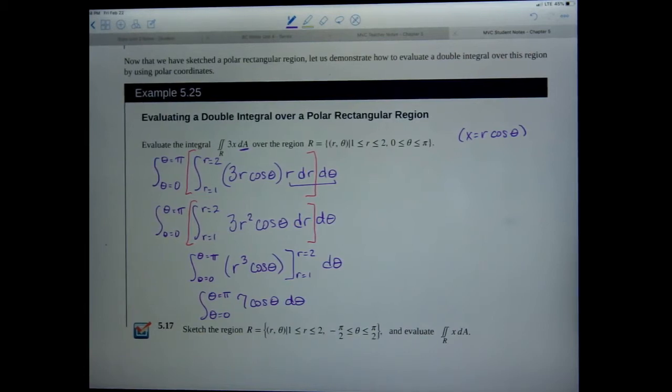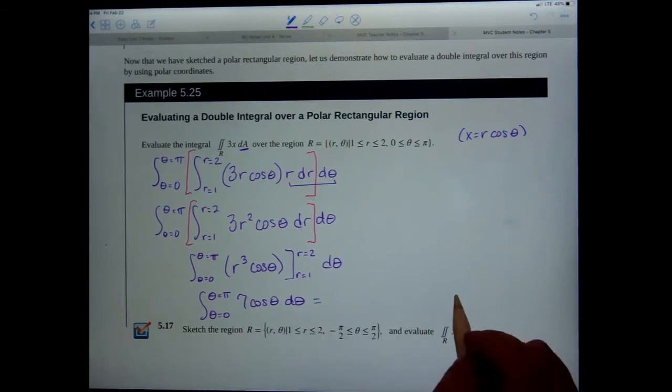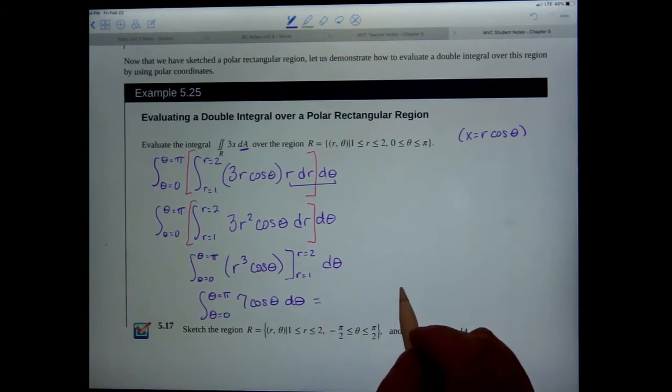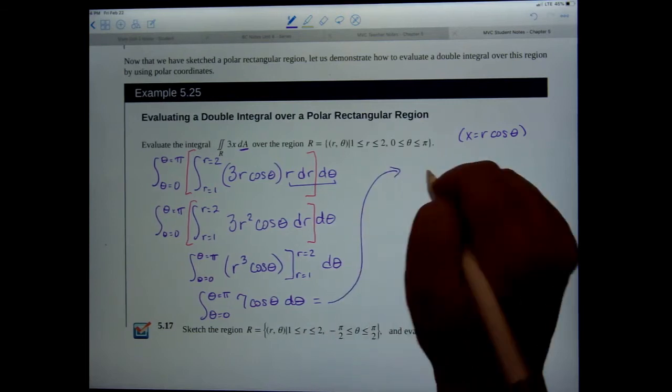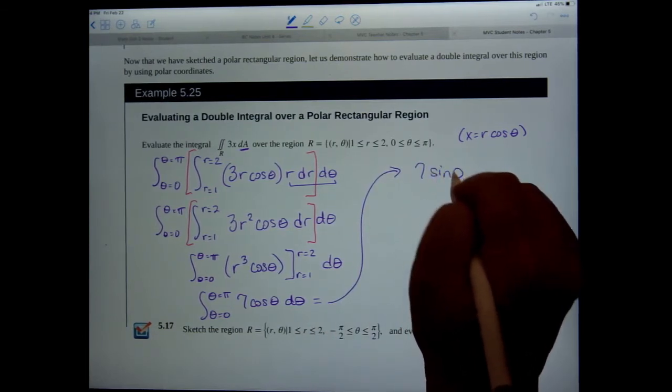Okay. This one, theoretically, you could go straight to the calculator. However, this is a very easy problem. In the time that it takes you to go search for your calculator, I can have this one done. What's the antiderivative of 7 cosine theta? Negative 7 sine theta. Almost. Positive 7 sine theta, from 0 to pi.